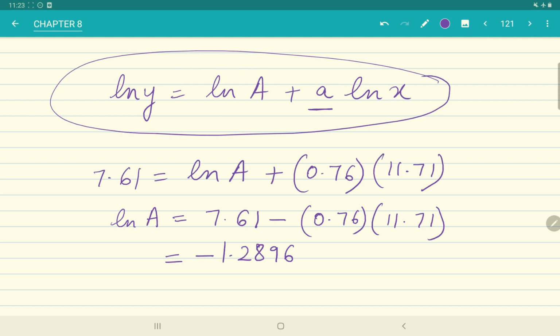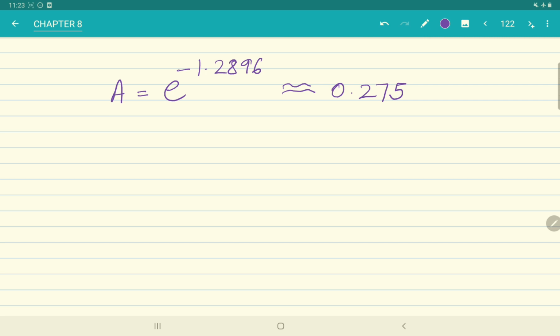I know that when I write ln y is equal to ln a plus little a ln x, that means ln y and ln x are related to each other in a linear fashion. That means y and x are related to each other in this way: y is equal to a multiplied by x raised to the power a. So here I can write what a is.